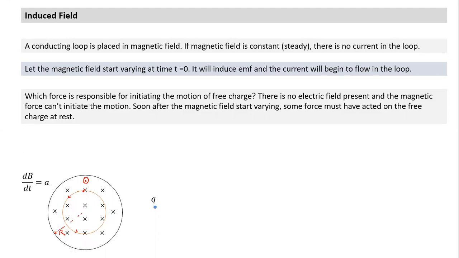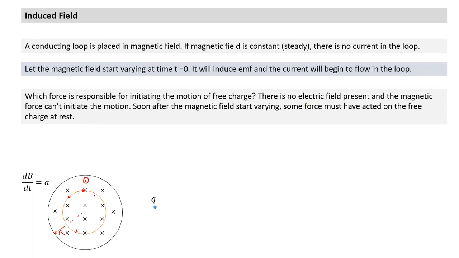Initially, up till time t equal to 0, the free electrons on average were at rest. So what has caused them to move? Which force is responsible for initiating the motion of the free charge? There's no electric field present, there's no charge separation, there's no charge arrangement. And magnetic force cannot initiate motion. So if magnetic force cannot initiate motion, it has to be something similar to an electric field. It is similar in the sense that it produces a similar effect, but its source is different.